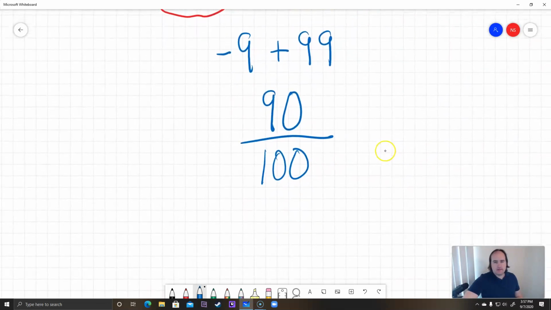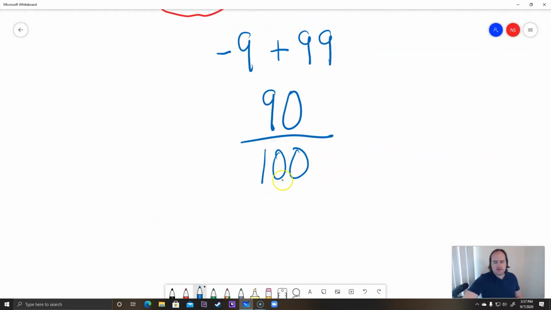However, we're not done, right? Because we can still simplify this. So what's a number that goes into both 90 and 100? Well, if you have a 0 at the end for both your numerator and your denominator, that means you can divide the top and the bottom by 10. So that's what we're going to do here. We're going to divide the top and the bottom by 10.